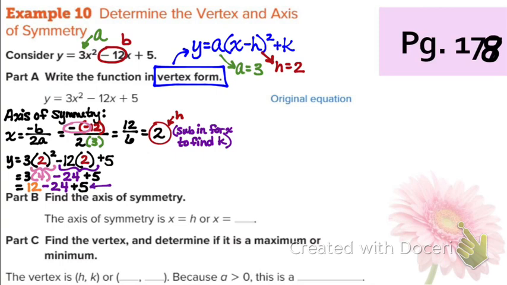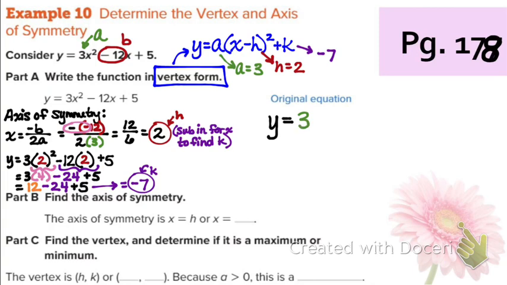I didn't get 17. 12 minus 24 would give us what? Negative 12 plus 5. Negative 7. This is my k value. So now I know all the pieces that I need. Help me write this equation. What does it start with? I heard somebody say y. Y equals 3, because we have our a value.